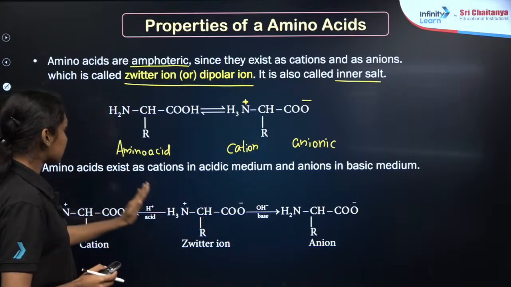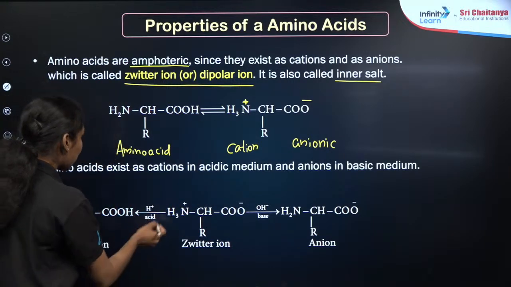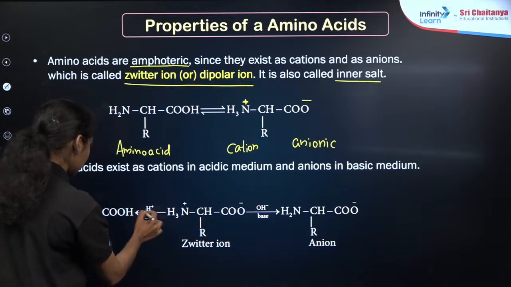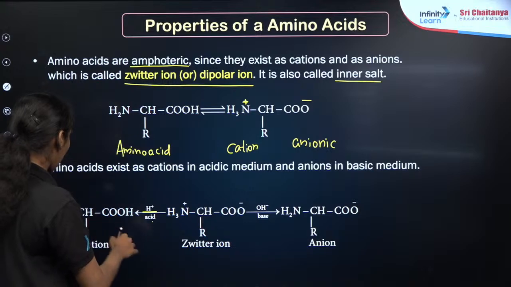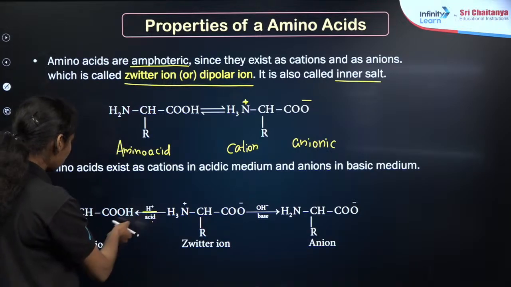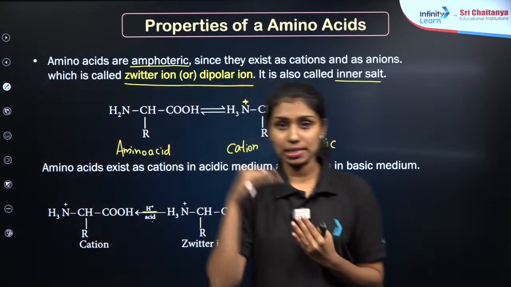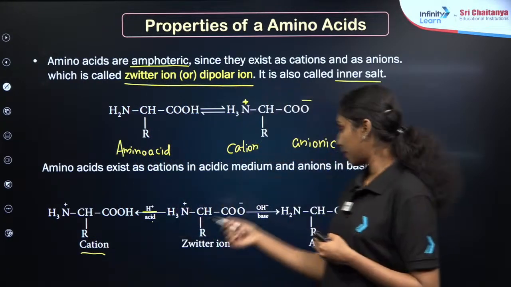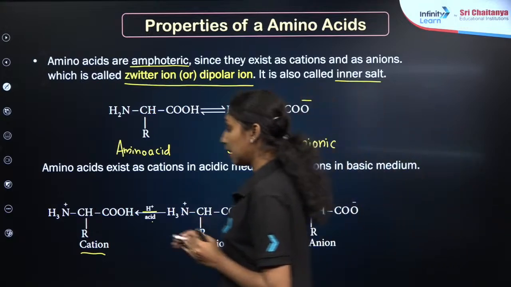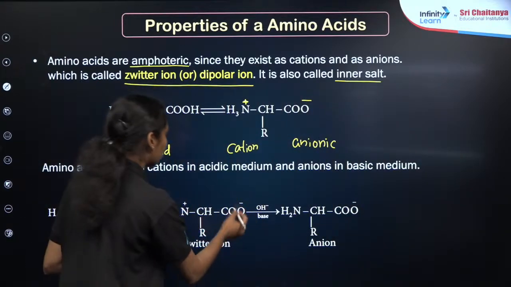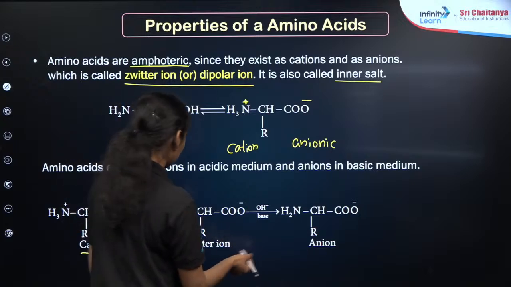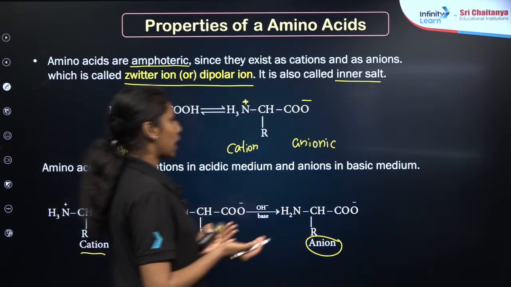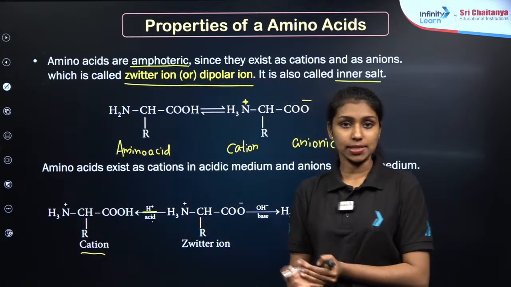The amino acids exist as cations in acidic medium. Whenever we are moving to the acidic medium, the amino acid will accept H plus ions to form the NH3 plus cation. Whenever it is in a base solution, OH minus solution, it has a tendency to lose the H plus ion to form an anion. So this complete property is known as the zwitterion property of the amino acids.